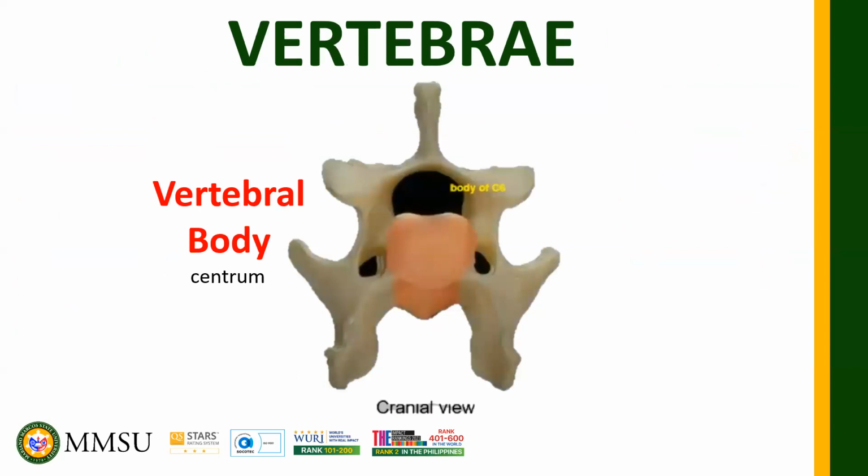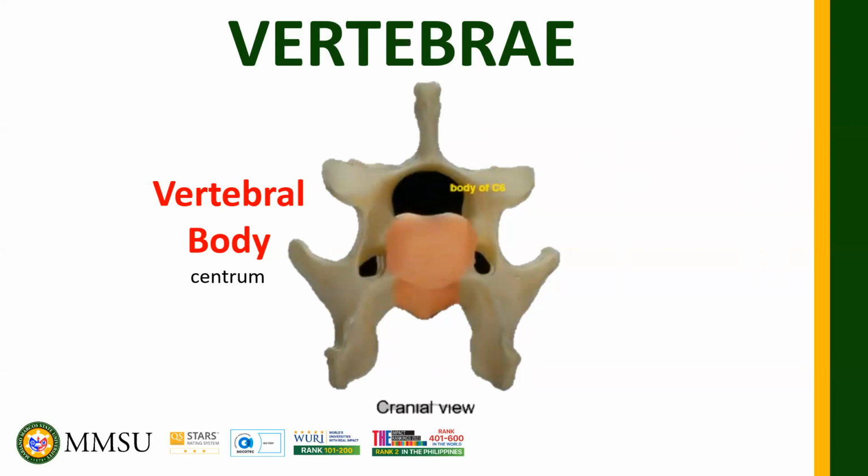Okay, so let's start with the vertebrae. Usually the vertebrae of our farm animals consist of two main components. We have the vertebral body and then we have the vertebral arch. For the vertebral body, or what we call the centrum, usually this is anterior, so it's on the front. It is anteriorly located and it is the weight-bearing part of the vertebra.